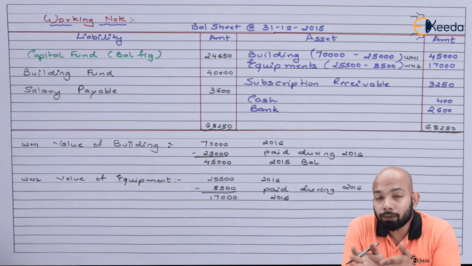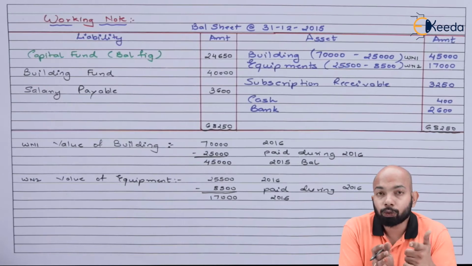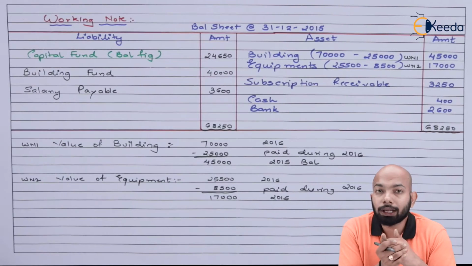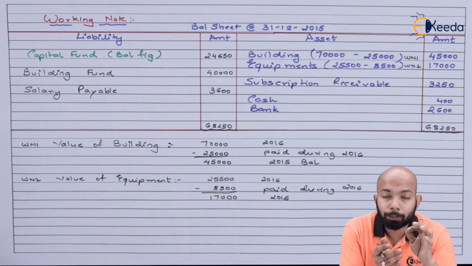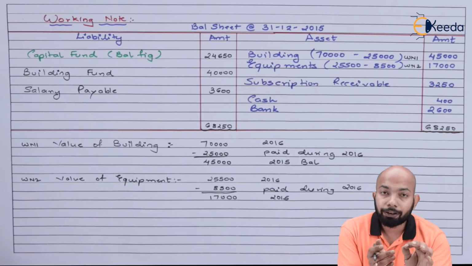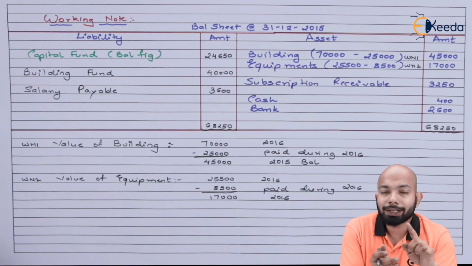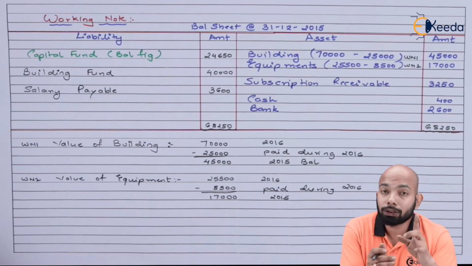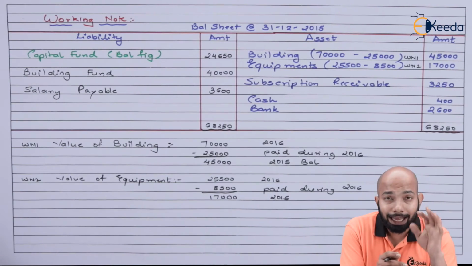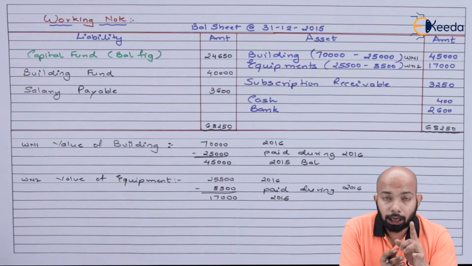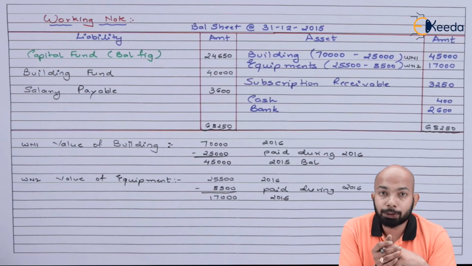So we have mentioned how we have figured out the value of building and value of equipment. Similarly, we have mentioned the working note 1 and working note 2 denominations, or rather a certain bookmark we have done here. So do you understand how that 17,000 value and how that 45,000 value for building and equipments have been derived? Now, the next working will be about subscription.